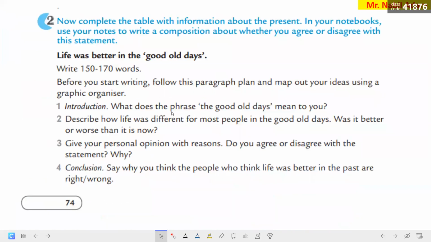Okay. Now complete the table with information about the present. In your notebooks, use your notes to write a composition about whether you agree or disagree with this statement. Life was better in the good old days.